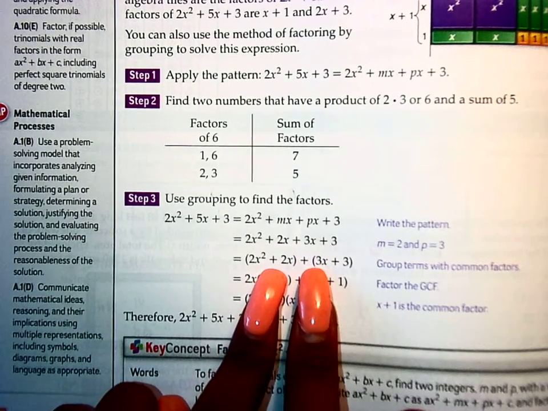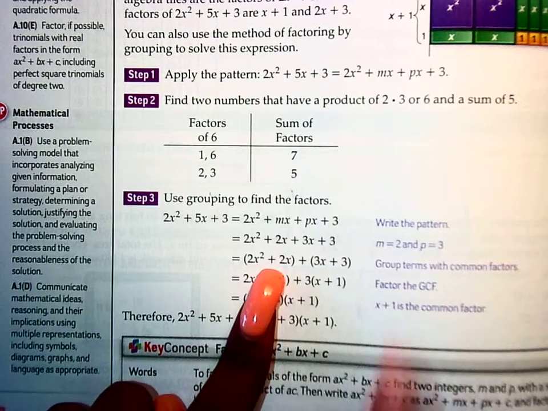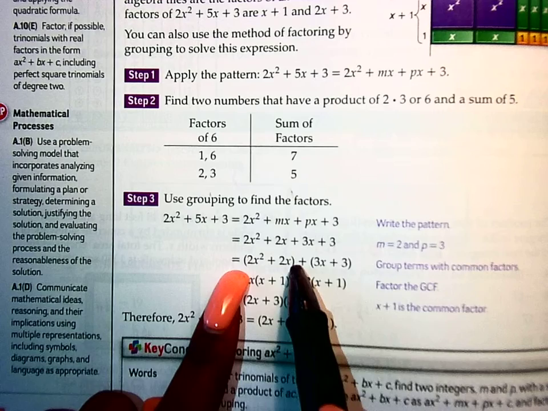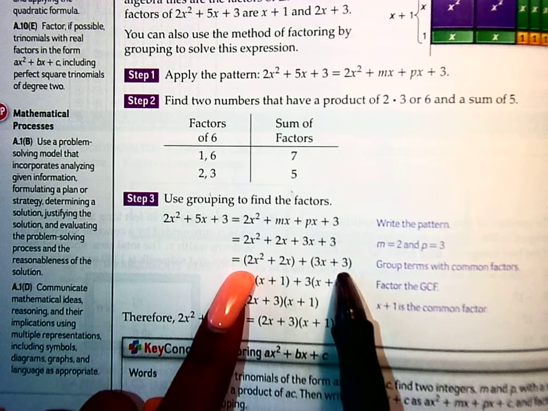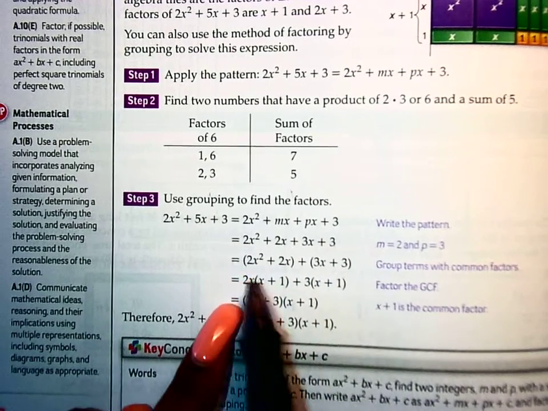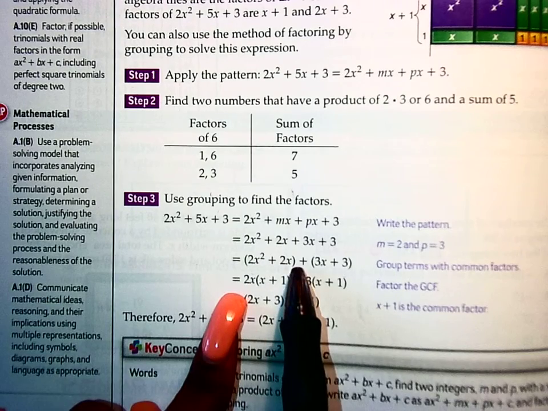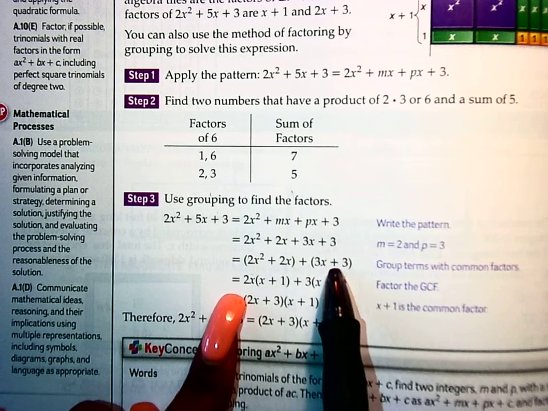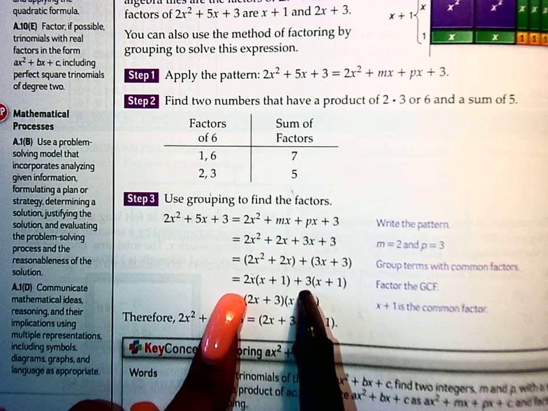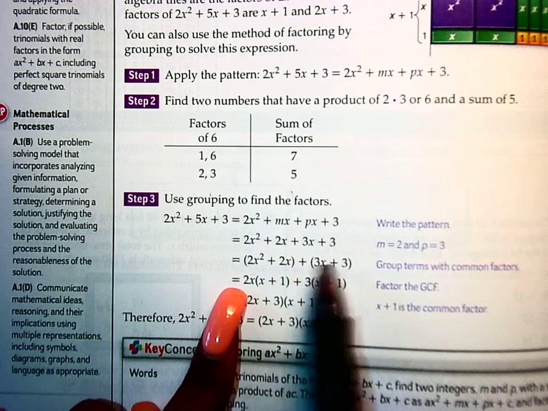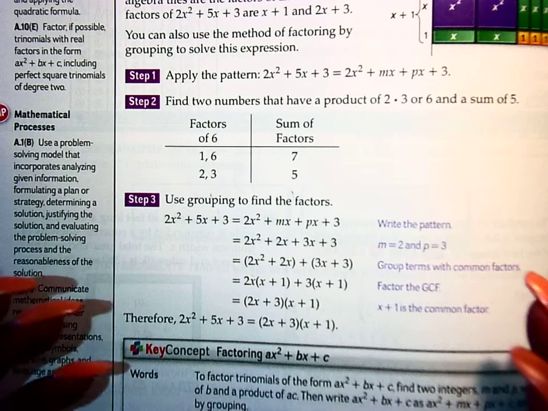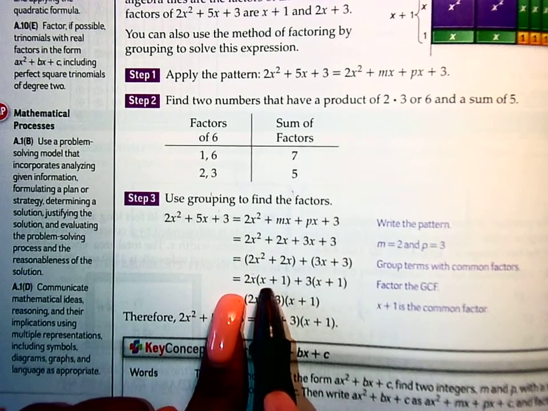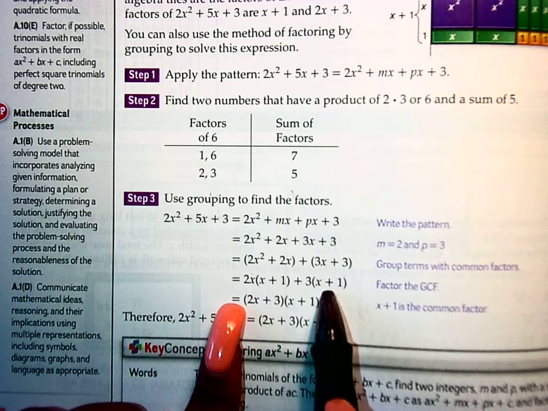And now what they did was they took out the greatest common factors. So here, they put the 2x and the 2x squared together, and they put the 3x and the plus 3 together. The reason they did that is because 2x squared and 2x have a greatest common factor of 2x, and 3x plus 3 has a greatest common factor of 3. So they grouped the ones together that had common factors. Once we pull out that 2x, we're left with x plus 1. Once we pull out that 3, we're left with x plus 1.